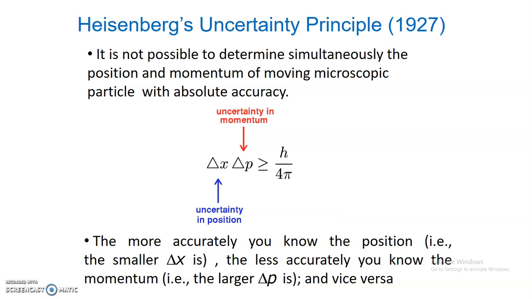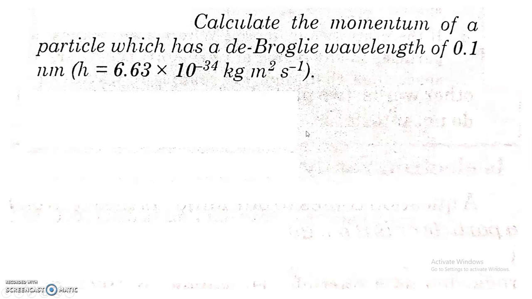So after discussion of the de Broglie equation and Heisenberg uncertainty principle, we solve some numericals on this concept. The first example is: calculate the momentum of a particle which has a de Broglie wavelength of 0.1 nanometer. The value of Planck's constant is given, 6.63 into 10 raised to minus 34 kilogram meter square per second.